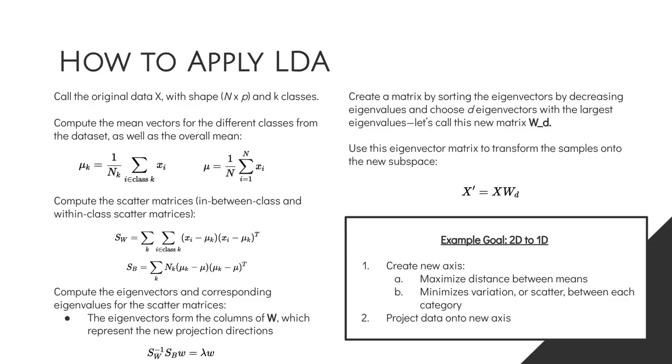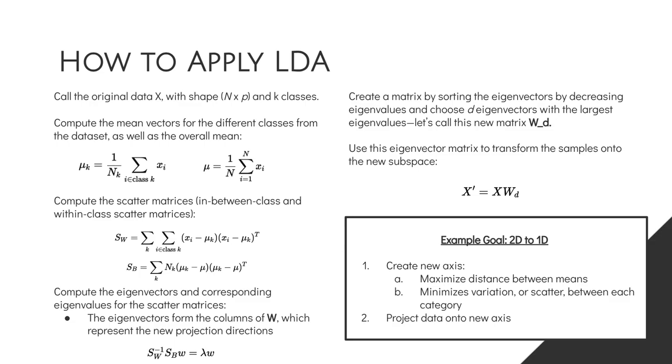Once we solve for the eigenvectors, we can choose the top k-1 eigenvectors, where k is the number of classes. For now, let's just call k-1 d, and these eigenvectors form the transformation matrix W. We then project the original data points onto the new lower dimensional space by multiplying the data matrix X by the transformation matrix W. In the next slide, we'll see an example of transforming 2D data to 1D.